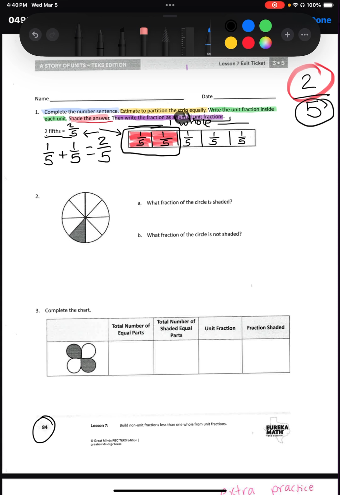A. What fraction of the circle is shaded? So the first thing we want to do is make sure we know how many total pieces there are so that we can set our denominator. I see 1, 2, 3, 4, 5, 6, 7, 8. And how many of them are shaded? I see one piece here that's shaded. 1/8 is shaded. Now, I like for kids to go through and label their pieces with the value of each section.